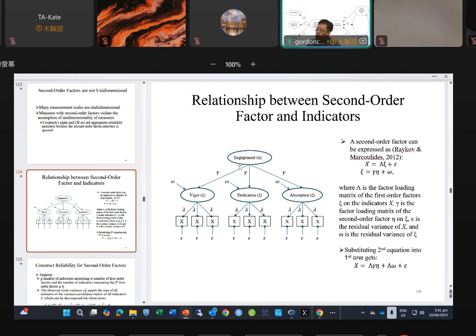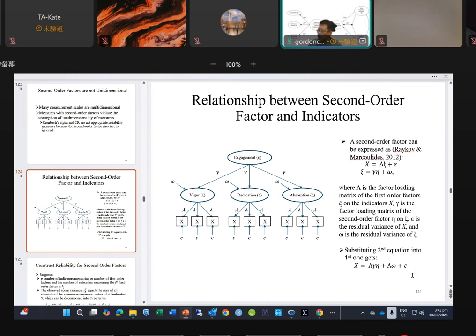Now, if we want to look at the effect from engagement to your item, does it look like an indirect effect to you? From engagement through vigor to X, or from engagement through dedication to X, or from engagement through absorption to X. Does it look like an indirect effect? So the relationship from engagement to X is simply the product term of gamma and lambda. Okay, so if we combine these two equations, we will get the third equation. From your second order factor, eta, we multiply the lambda and the gamma, which represents the relationship to X.